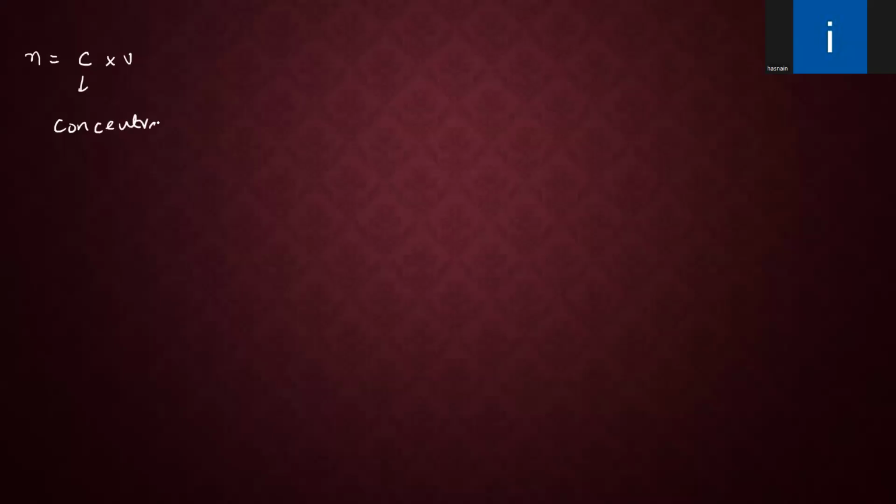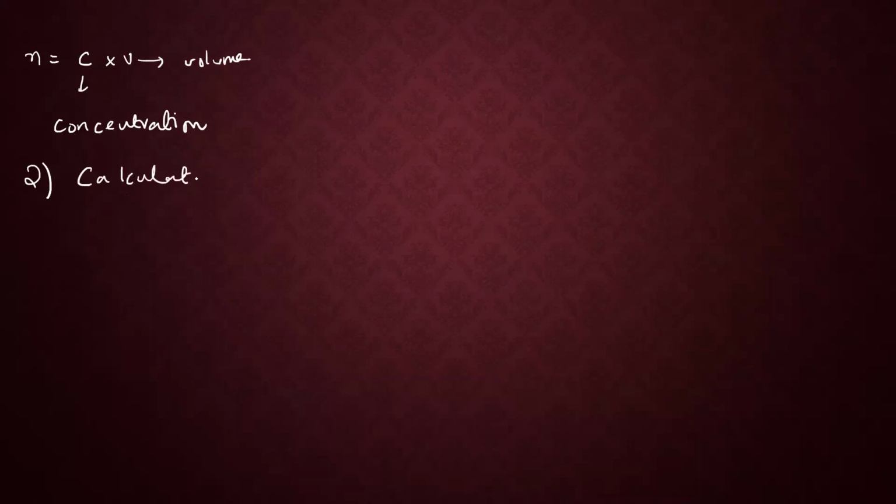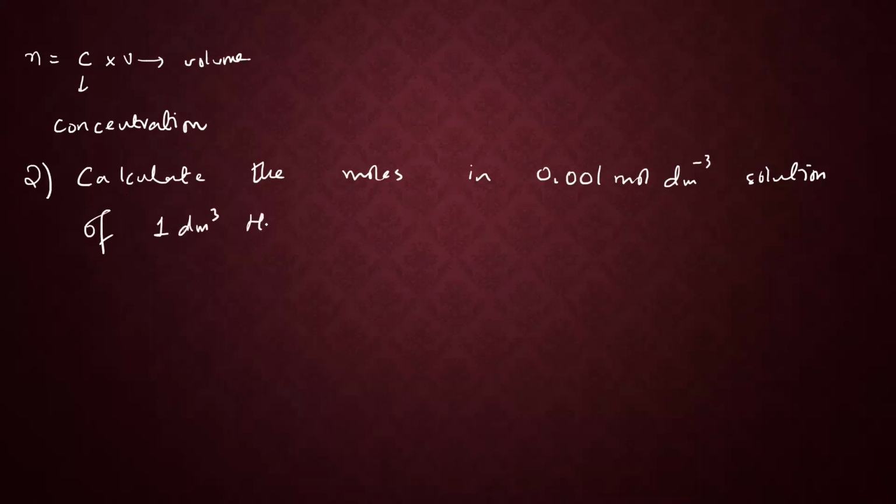C means concentration and V means volume. Now, questions of this sort can be like: calculate the moles in 0.001 mole per liter solution of 1 BMQ HCl. So first go through the question and then I'll explain what they want us to know.